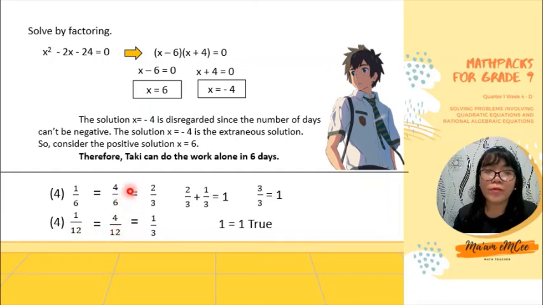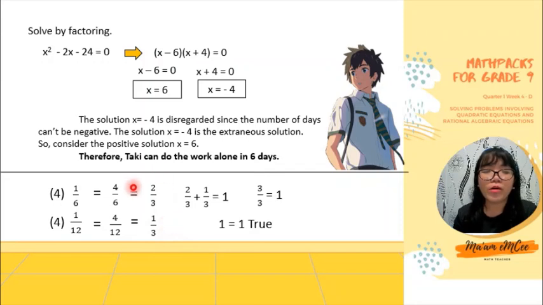If you simplify this one, we will have 4 over 6, that is equal to 2 over 3, because the greatest common factor of 4 and 6 is 2. So 4 divided by 2 is 2. 6 divided by 2 is 3. So we will have 2/3 as the reduced fraction. Then for 4 over 12, the common factor will be 4. So 4 divided by 4 is 1. 12 divided by 4 is 3. So we will have 1/3.